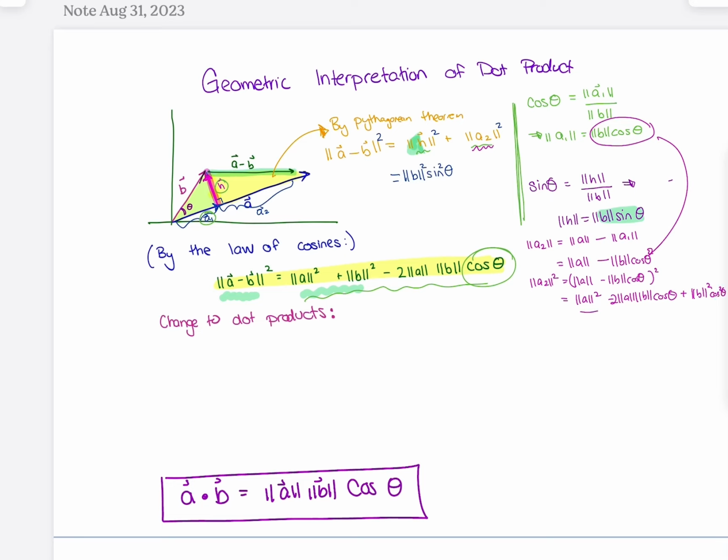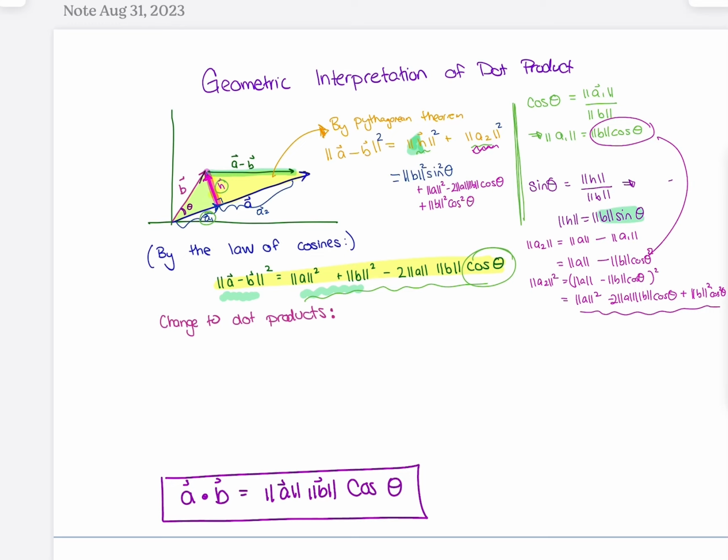So I can put this expression in here for that magnitude of A2 that we had above. So I'll just sneak that in. I'm just going to say plus magnitude of A squared minus 2 magnitude of A magnitude of B cosine of the angle in between plus magnitude of B squared cosine squared theta.